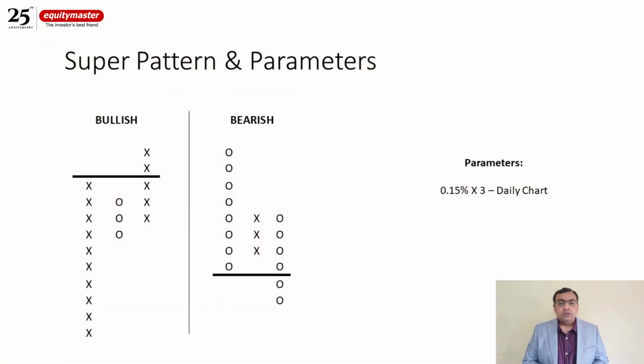So one pattern which has excited me for trading intraday and selecting the stock is called the super pattern. So let's first understand what the super pattern is. If you look, the left is the bullish and the right is the bearish. When the column of X, the XXX, is basically the bullish momentum. When the rising X is there, it means that the stock prices are going higher and higher. The series of O over here generally means that the prices are falling.